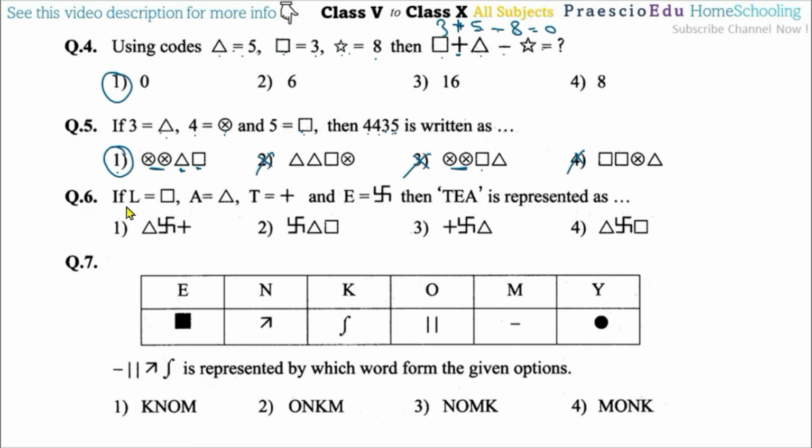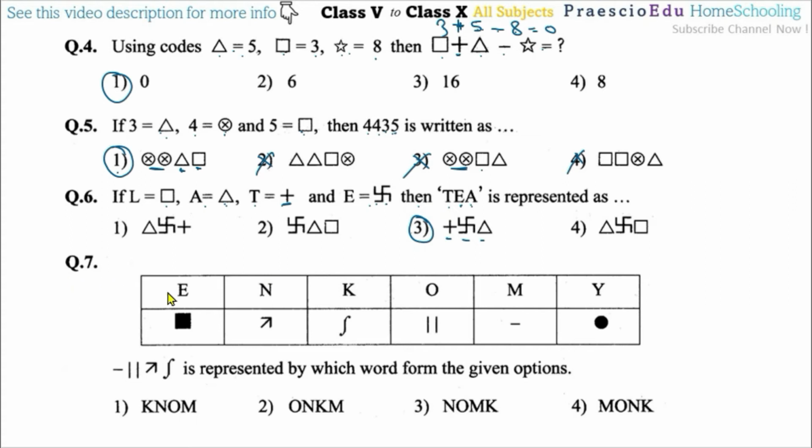Then question number 6: if L is equal to this symbol, A is equal to triangle, T is equal to the plus sign, E is equal to a swastik-like symbol, then TEA is represented as? Now T means this symbol, so this symbol at the first place is given only in option number 3. Then E means this swastik-like symbol, and A means this triangle, so option number 3 is the correct one.